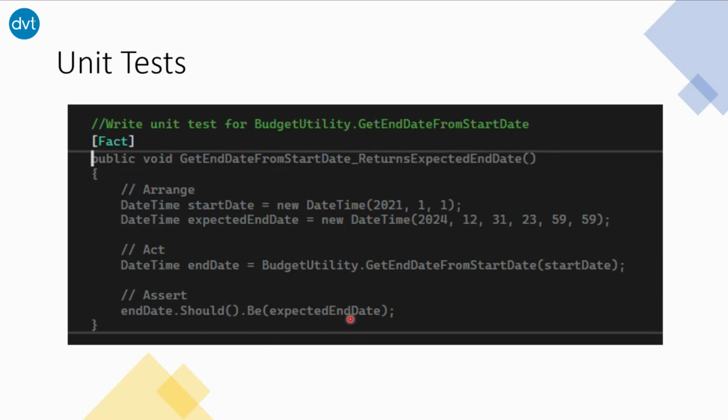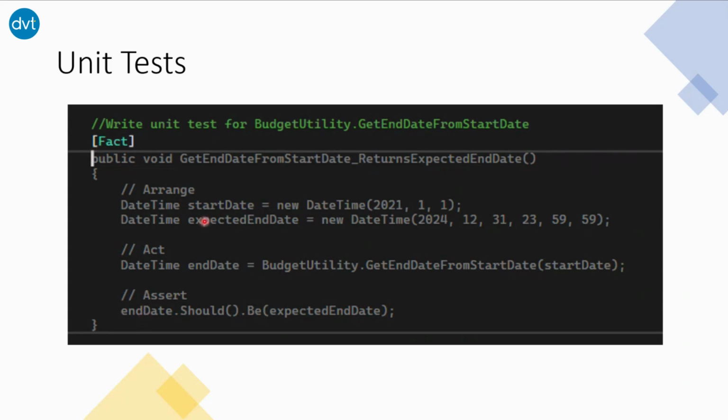So what I did here is I created a new xUnit test project, created a blank test, and just wrote the comment as shown here: write unit test for BudgetUtility.GetEndDateFromStartDate. The first thing Copilot recommended was a Fact, which I accepted. Then immediately after that, it suggested the entire unit test for me.